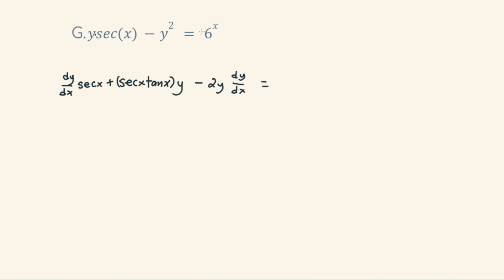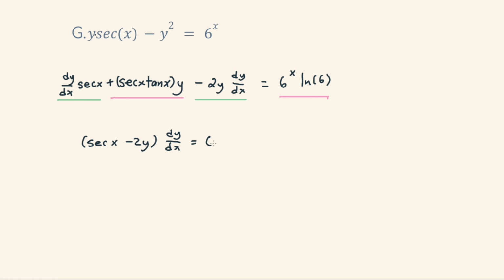And that's going to be equal to the derivative of this exponential function, which is 6 to the x ln 6. Now, here we've got a term with dy over dx, same over here. This one doesn't have dy over dx, neither does this one. So the green terms are going to stay on the left, and we're going to factor out the dy over dx. So we've got secant x minus 2y, we pull out that dy over dx. And on the right, we've got 6 to the x ln 6 minus y secant x tan x.